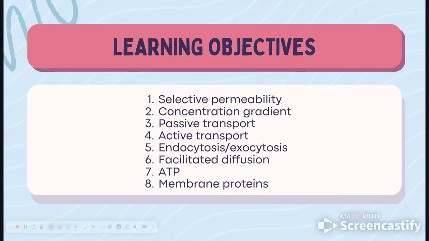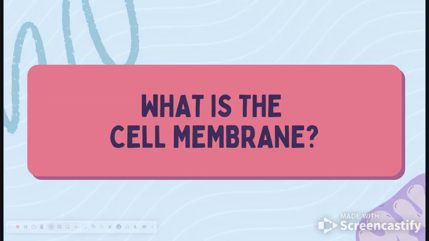Today we'll be covering topics such as selective permeability, concentration gradient, passive transport, active transport, endocytosis, exocytosis, facilitated diffusion, ATP, and finally, membrane proteins. In order to dive into the topic of selective permeability, we need to know what a cell membrane is, because that's what facilitates the movement.